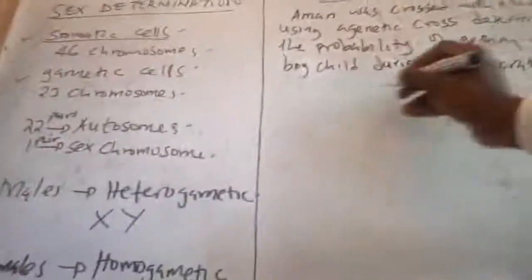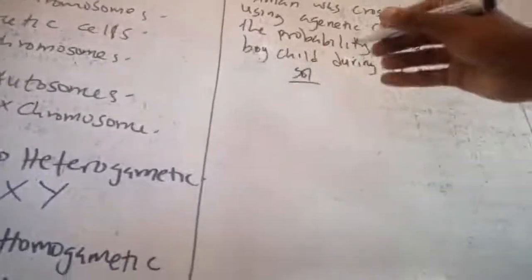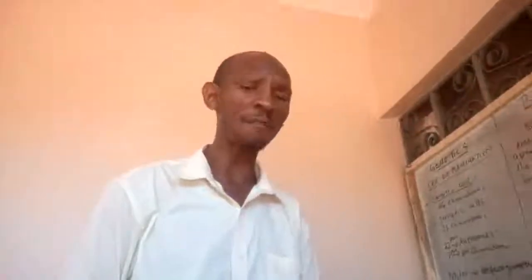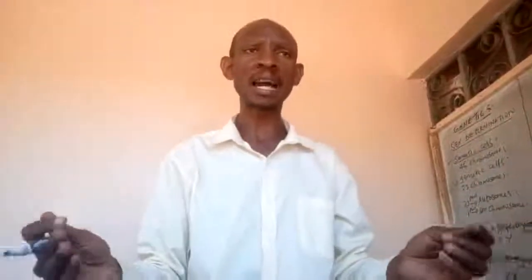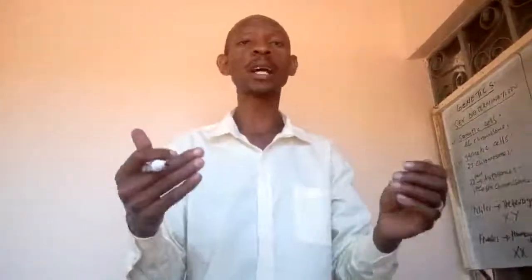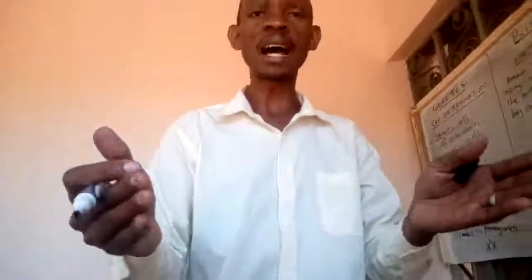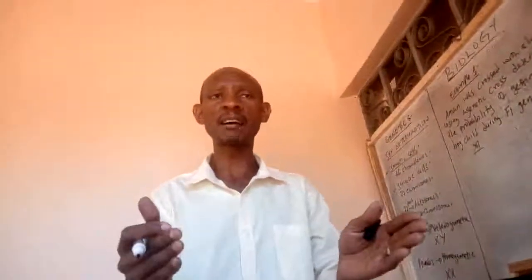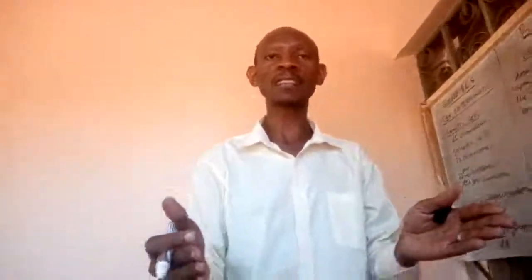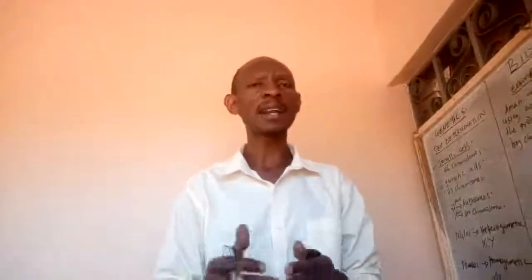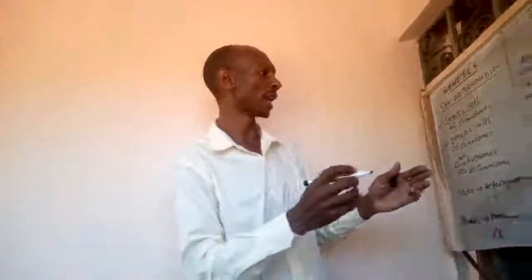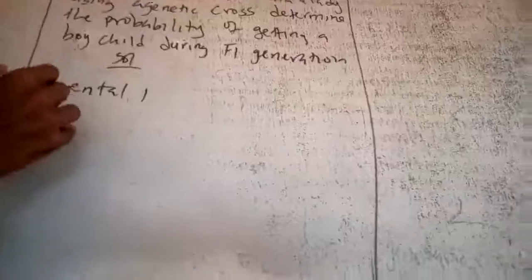So as far as this question is concerned, what about the solution to it? I have already demonstrated that a man is normally heterogametic, having an X chromosome as well as a Y chromosome. What about the female? I've said females are normally homogametic, meaning that they have two X chromosomes as far as their sex chromosomes are concerned. And as far as that question is concerned, you write the parental phenotype.